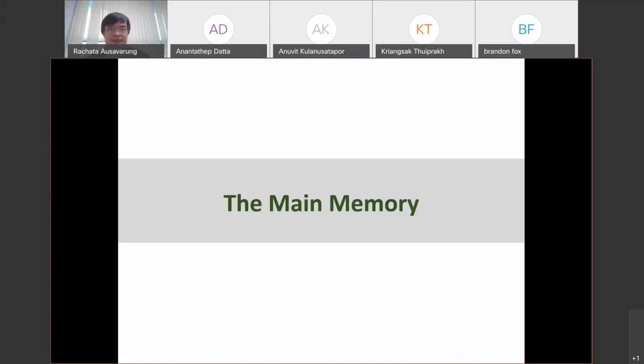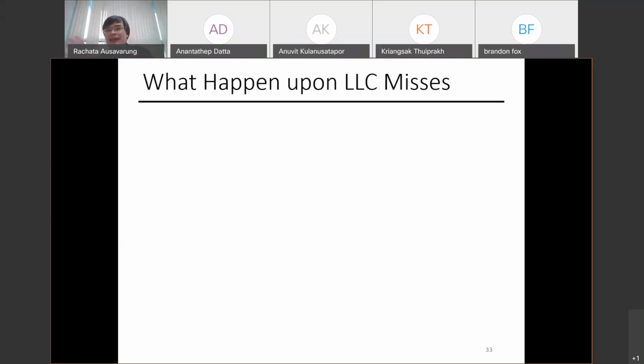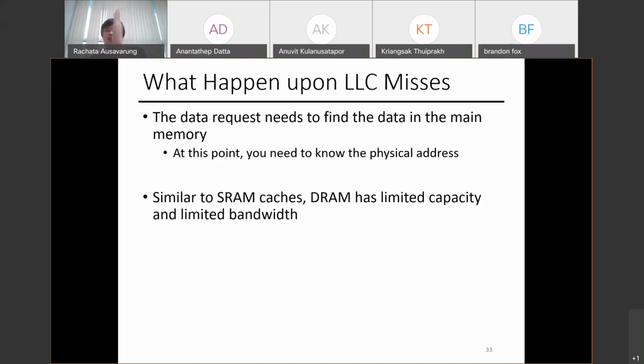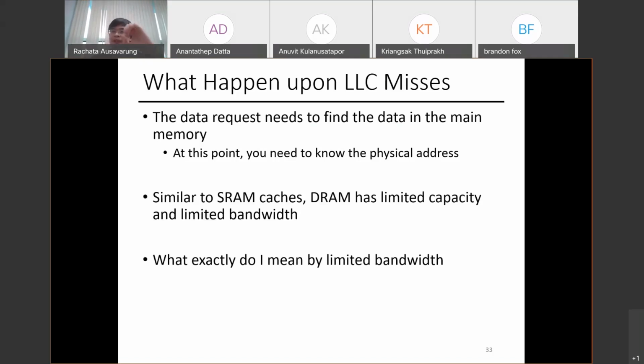Before we begin, let's talk quickly about what happens at the last level cache. LLC stands for last level cache. The data request, which at that point is the physical address, you need to find the data in the main memory, right? Similar to SRAM caches, DRAM has limited capacity and bandwidth. So what do I mean exactly by limited bandwidth? We'll talk about this in the current lecture and going into Monday.